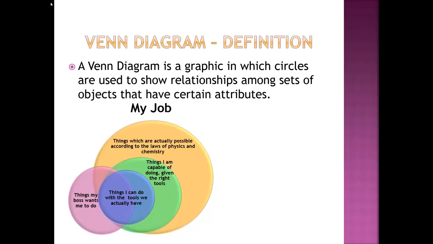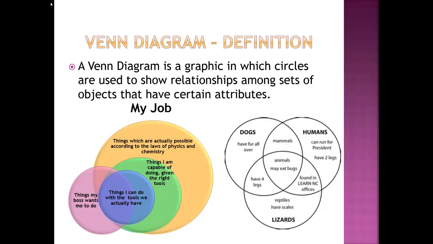Now, another Venn diagram over here to the right, which incorporates three circles because it's basically comparing three distinct things, the dogs, the humans, and lizards. If you read over here, you see the dogs have in common with lizards that they all have 4 legs, whereas humans have in common with dogs that they're mammals. What all three of them have in common in the middle is that they're animals and they may eat bugs.